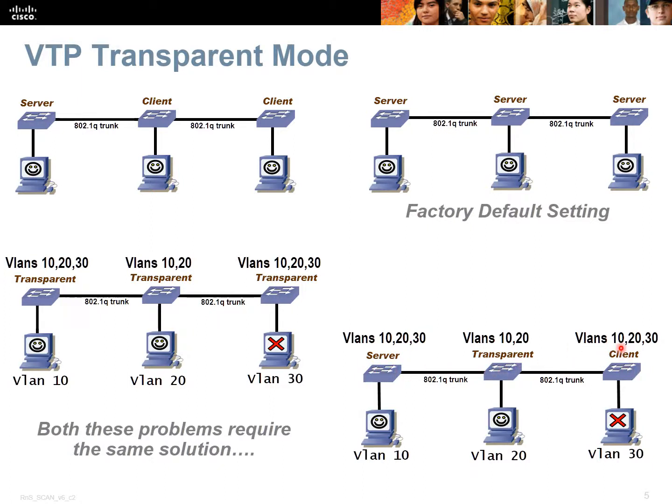The server has pushed through the transparent switch towards the client, so the client has learnt VLANs 10, 20, and 30. But the middle switch is transparent and he's only got 10 and 20. But once again, this poor guy over here on VLAN 30 doesn't work. The solution to this problem is actually the same. So technically, yes, you could set this to client and this one to client, and that'd be fine.